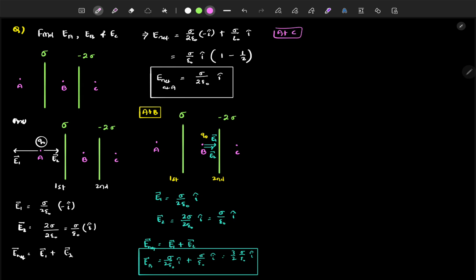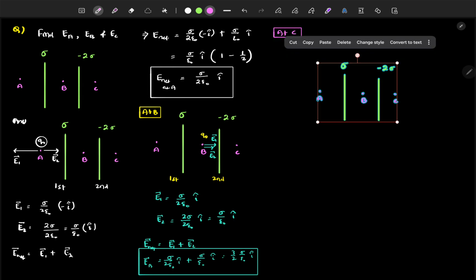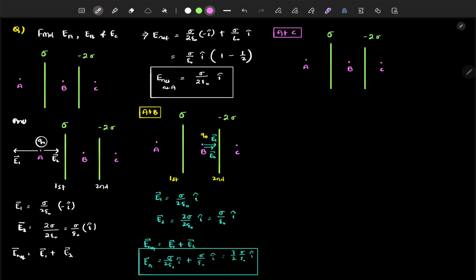Then at point C. At point C, again, to find the electric field intensity, you have to place a Q naught charge, a unit positive test charge. This is your first plate and this is your second plate. The first plate is a positively charged plate and repels Q naught, so this is the E1 vector. The second plate is a negatively charged plate and attracts Q naught, so this is the E2 vector.